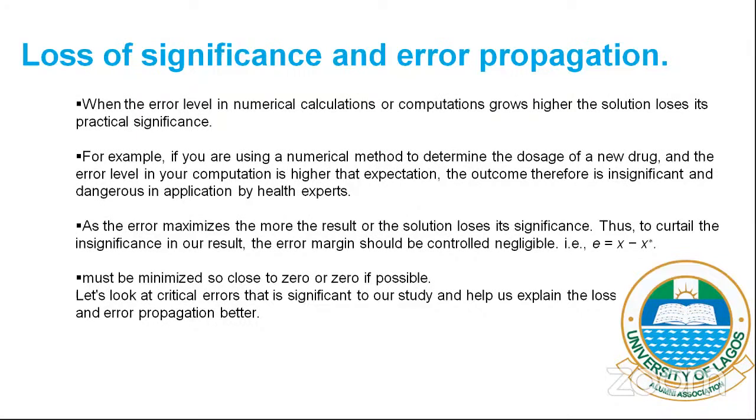Now, sorry for cutting you in. Okay, sir. Now look at what you just read. Say, for example, if you are using a numerical method to determine the dosage of a new drug, and the error level in your computation is higher than expectation, the outcome, therefore, is insignificant. How is this insignificant? Or is it significant? Can you explain that line? The outcome, therefore, is insignificant.